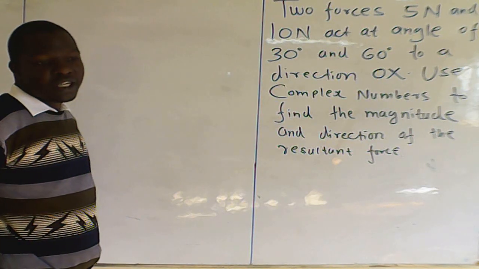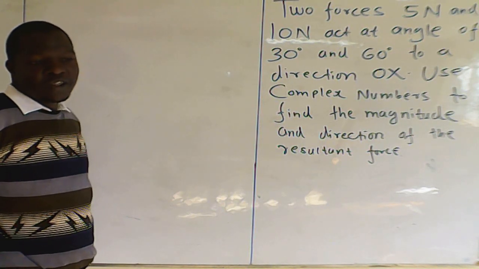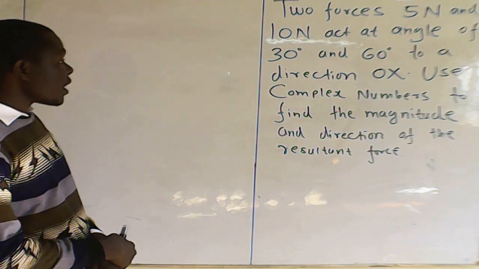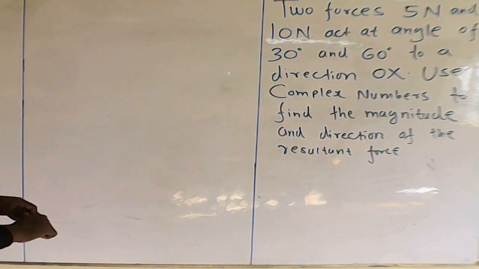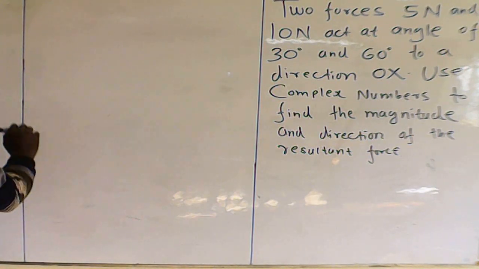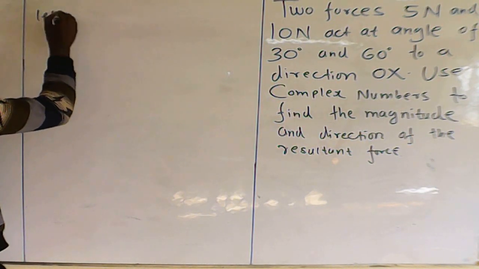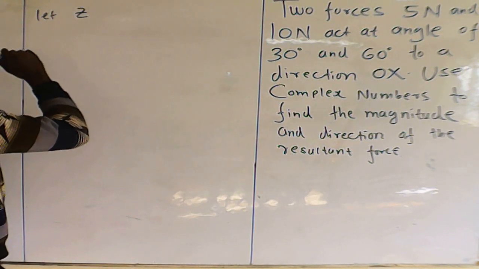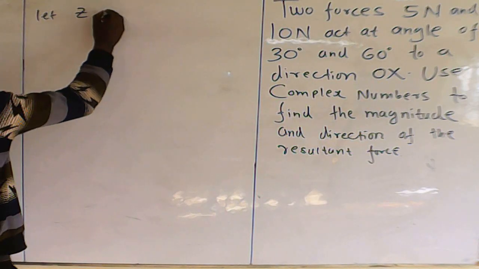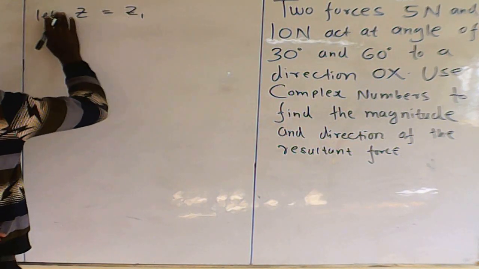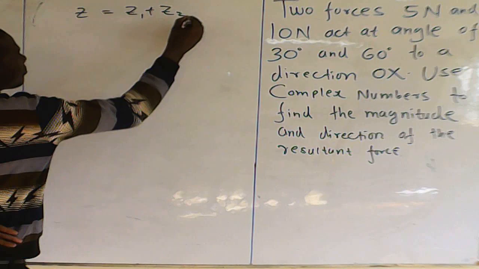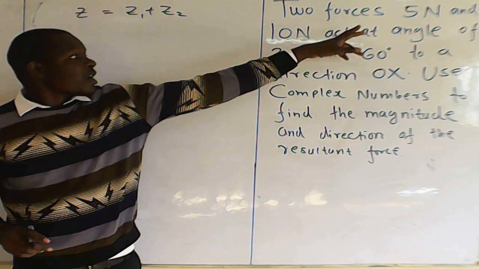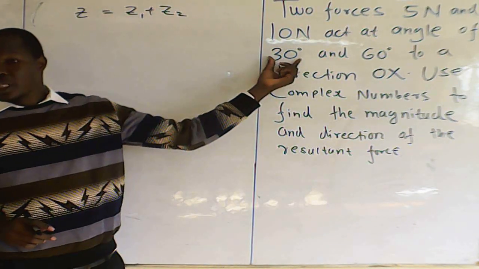You have to determine all the x components of the respective forces and the y components. Then the resultant x component is the sum of all x components, isn't it? Yes. And the resultant y component is the sum of all y components. So if you let Z represent the resultant force, then we have Z equal to Z1 plus Z2, where Z1 denotes the first force of 5 Newton acting at an angle of 30 degrees.